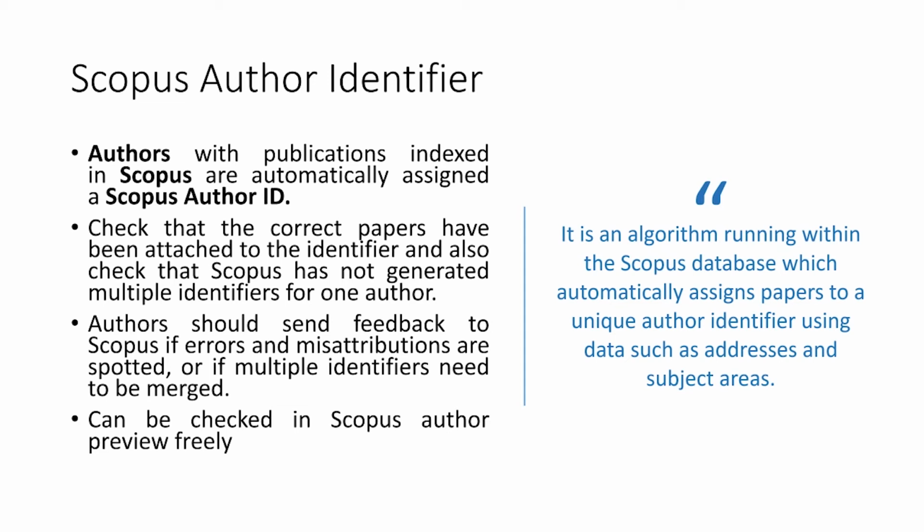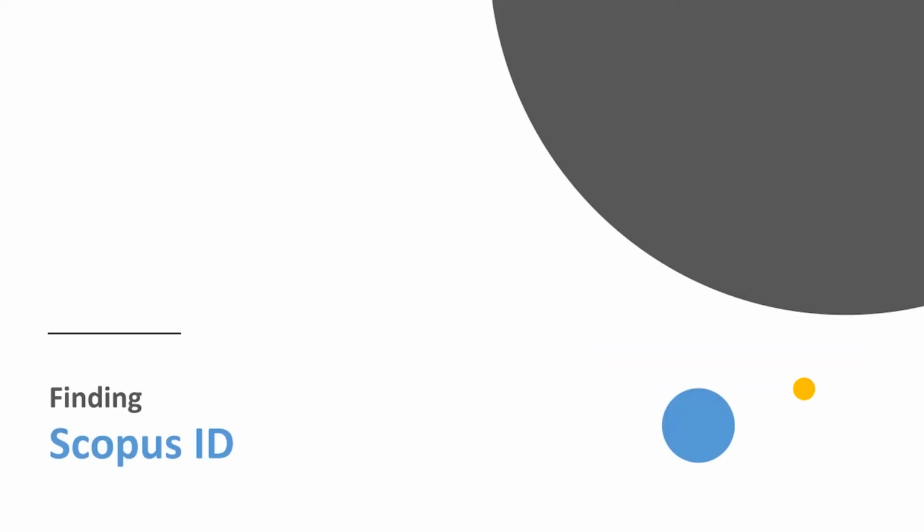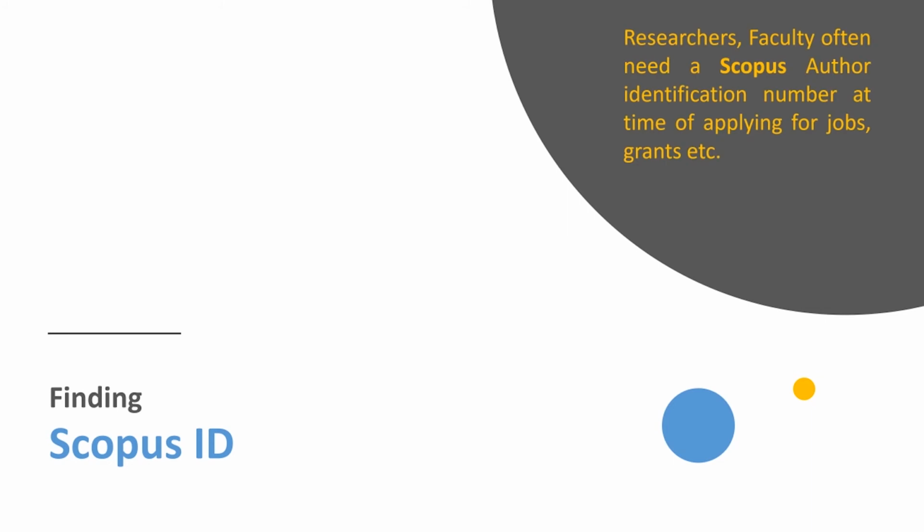Now moving to finding the Scopus ID. Researchers and faculty often need a Scopus author identification number at the time of applying for jobs, grants, etc. Because this ID is the sole criterion, or you can say a very easy and effective way, of assessing the potential of a researcher.